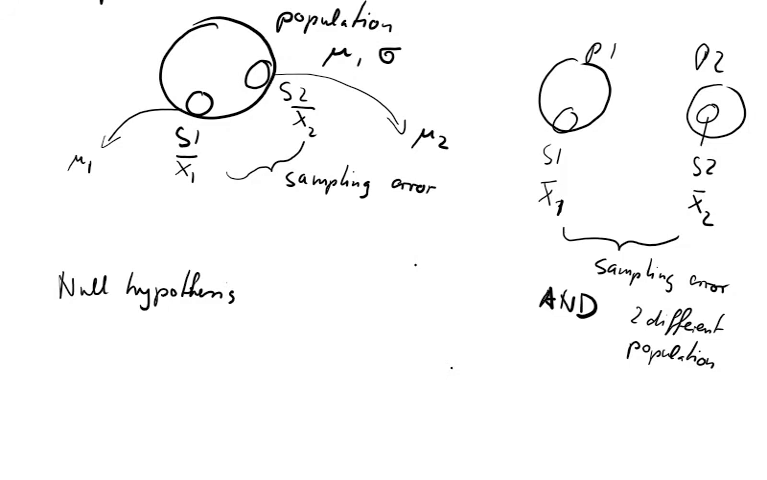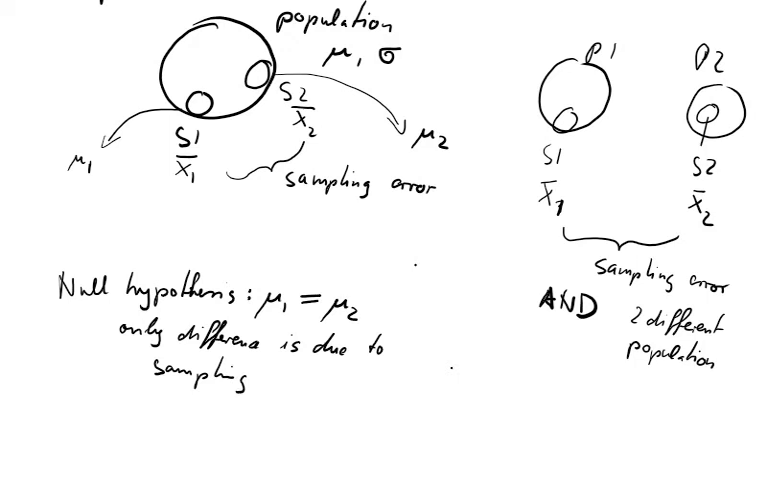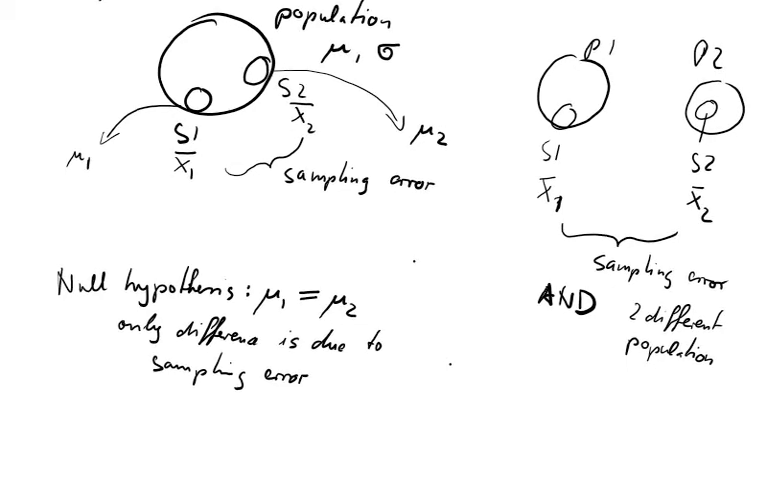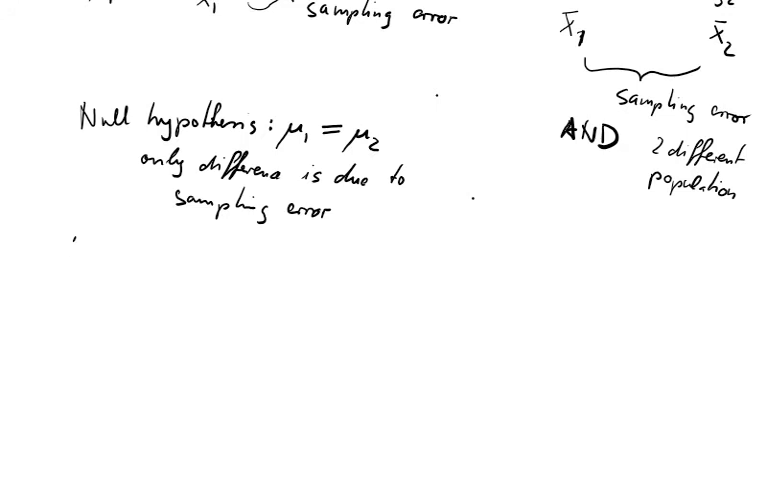The null hypothesis says, basically, mu1 is the same as mu2. The population means, as predicted by the samples, are the same. And the only difference that we see is due to sampling error. Okay, that's our null hypothesis. There is no difference between the population means. Null hypothesis H0.